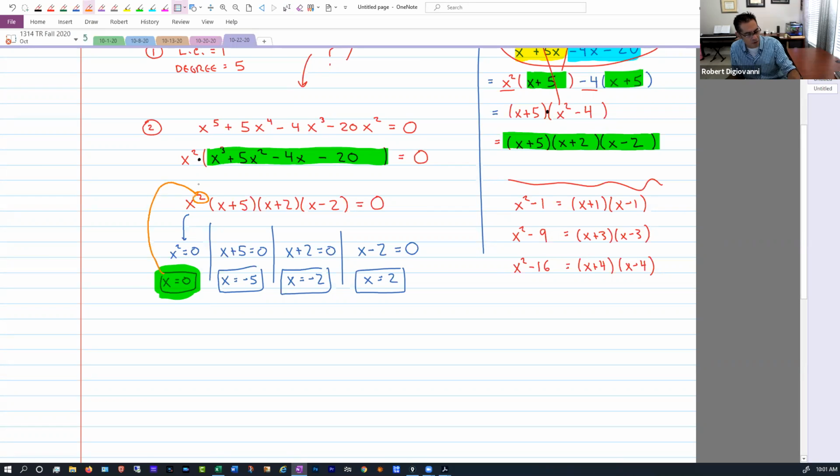That's right. Okay, so because 0 comes from this factor, x squared, and Carolyn said, oh, wait a minute, that's a 2 up there. 2 means even, right? Even means you touch.